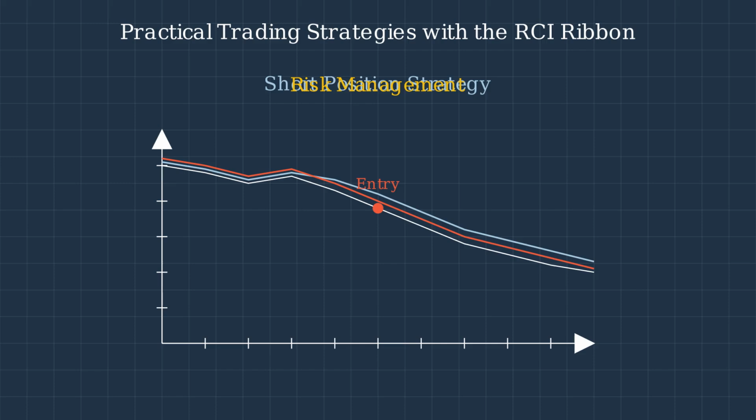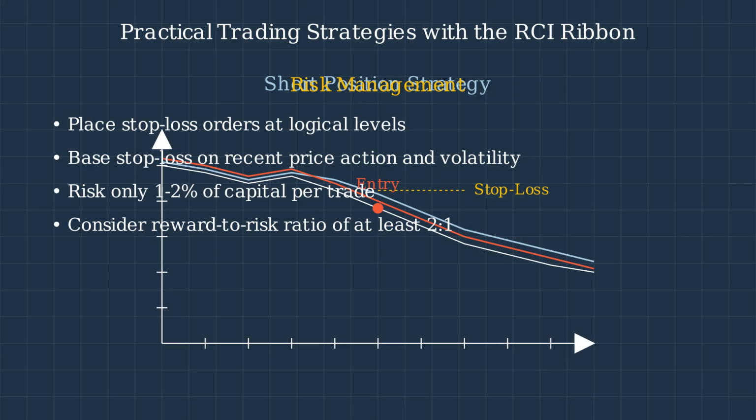Proper risk management is essential, regardless of your trading direction. Place stop-loss orders at logical levels based on recent price action and volatility. Risk only a small percentage of your capital on each trade, typically 1 to 2%, and aim for a reward-to-risk ratio of at least 2 to 1.